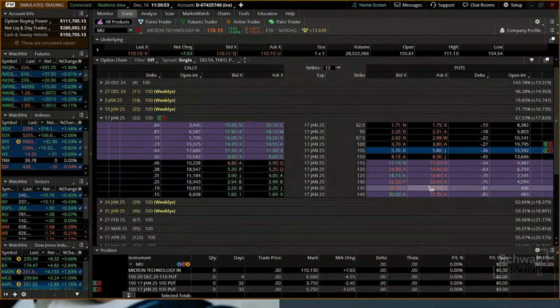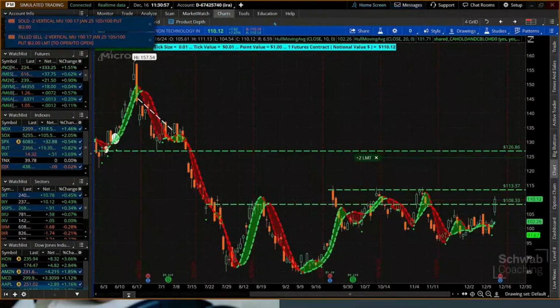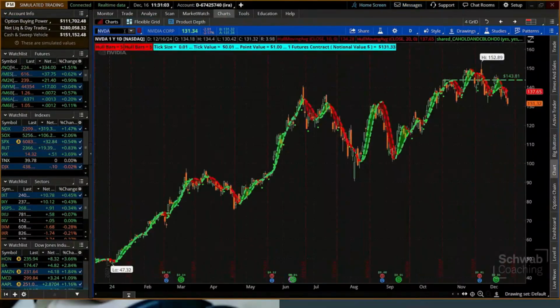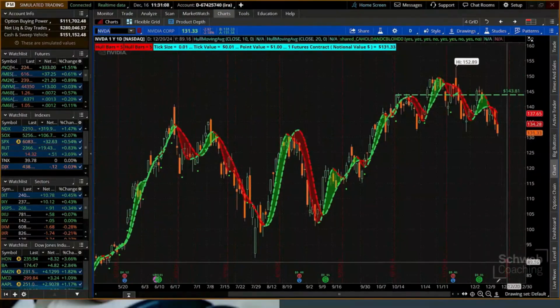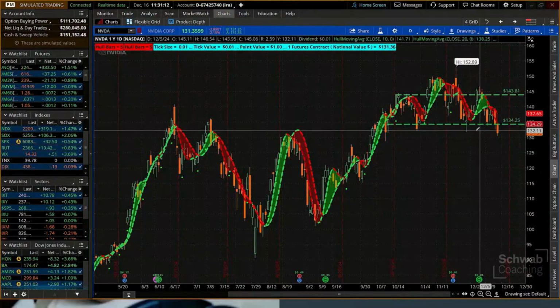Okay, now, let's talk about maybe a bearish trade. Can anyone think of a bearish trade? Oh, that's funny. There's probably a few. Now, there's been a stock recently called NVIDIA, small company. Oh, that's funny.